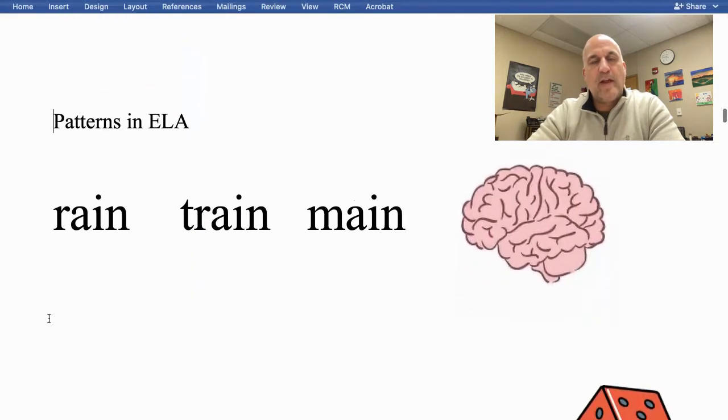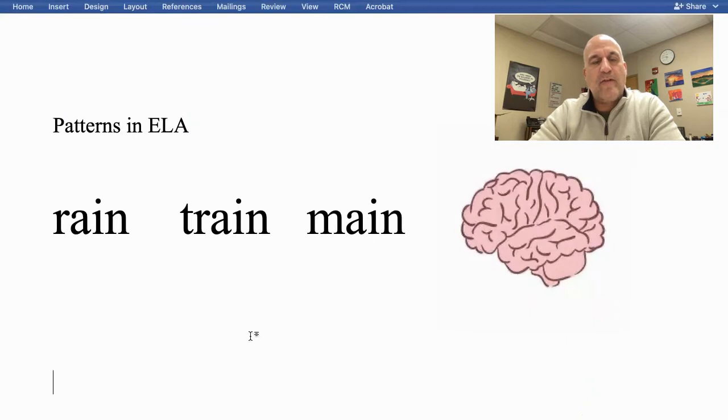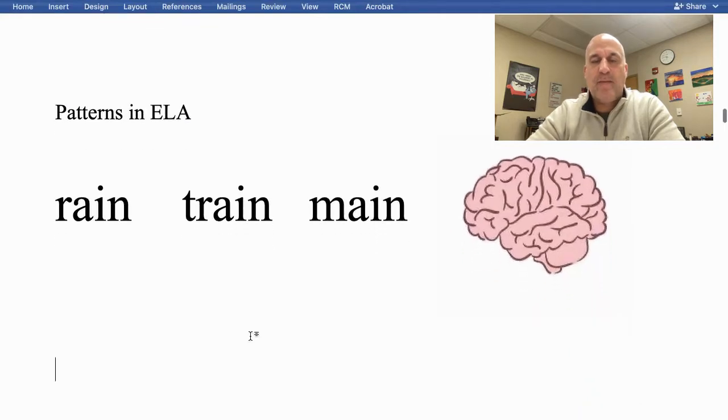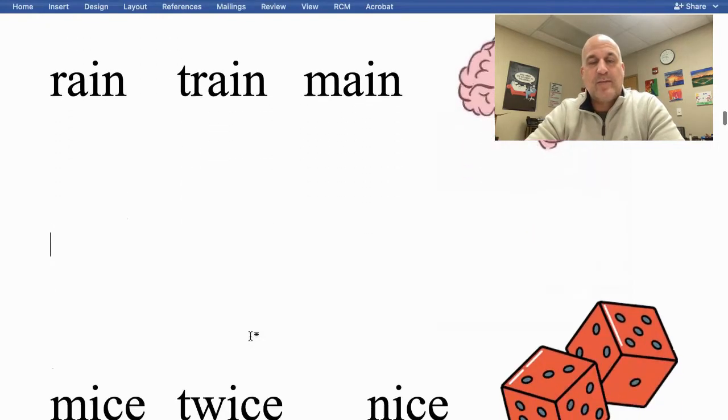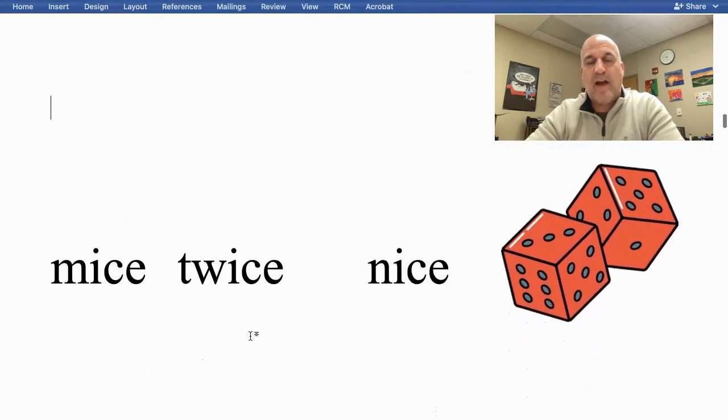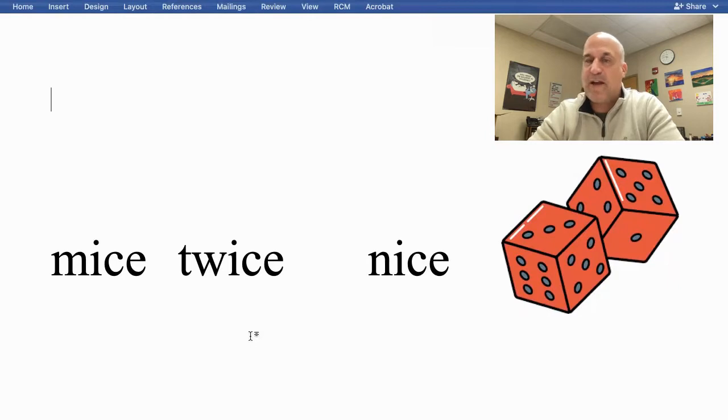So if we look at a pattern like this, where we have rain, train, main, and then another, if you're repeating, it wouldn't be mind, it wouldn't be stem, it would be brain, because you're having a rhyming pattern here. Similarly, we have this, mice, twice, nice, and then you have this, which would be dice. So we have a rhyming pattern going on. But again, you can get a lot deeper in the patterns.